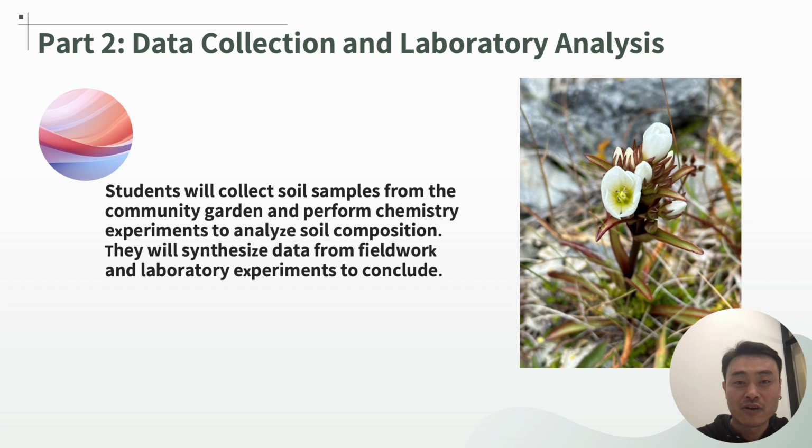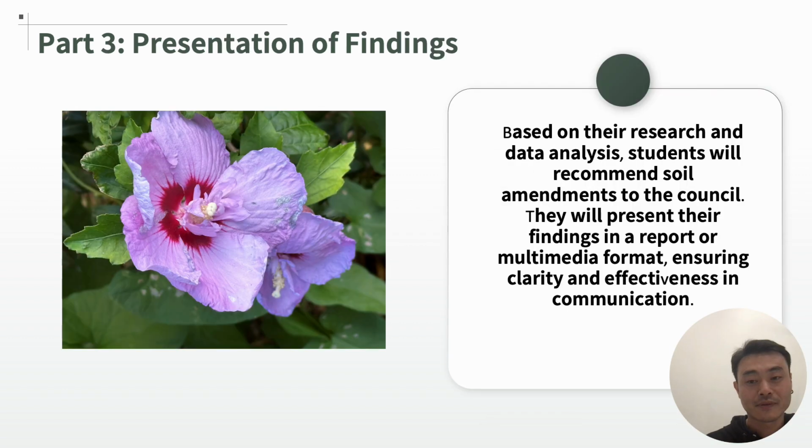Students will collect soil samples from the community garden and perform chemistry experiments to analyze soil composition. They will synthesize data from fieldwork and laboratory experiments to draw conclusions. Students will recommend soil amendments to the council based on their research and data analysis. They will present their findings in a report and multimedia format, ensuring clarity and effectiveness in communication.